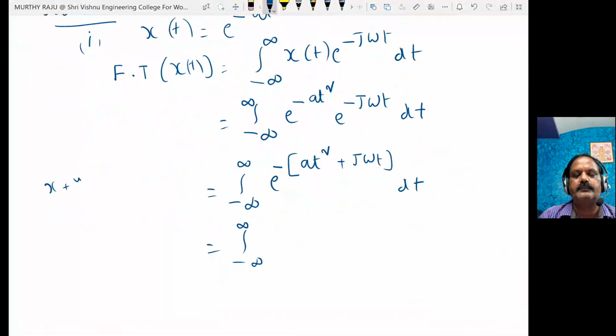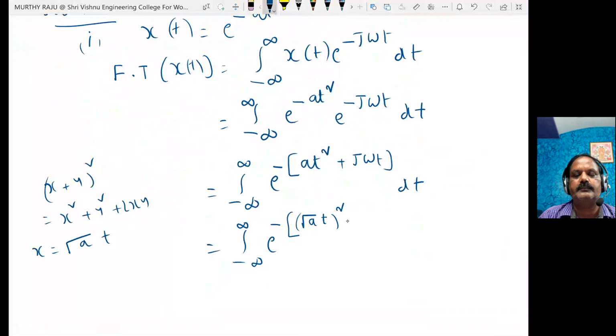x plus y whole square is equal to x square plus y square plus 2xy. This is the formula. Here e power minus a t square can be written as root a whole square. Root a whole square is a, t whole square is t square. That is x is equal to root a into t.